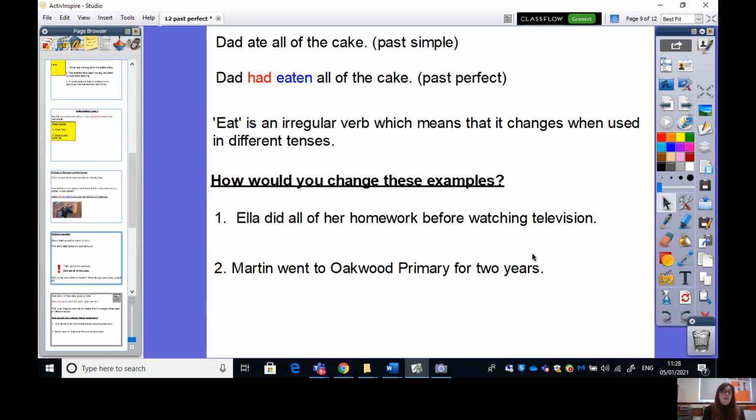Now, there are quite a few of these to watch out for. So if you're unsure, just read it out loud to yourself. If it doesn't sound quite right, then you may need to look at it further and just check that it makes sense. So if we look at these examples here, Ella did all of her homework before watching television. So it's simple past tense at the moment. What would you change about this sentence so it can be written in past perfect? Okay, I'll give you a moment to think about that.